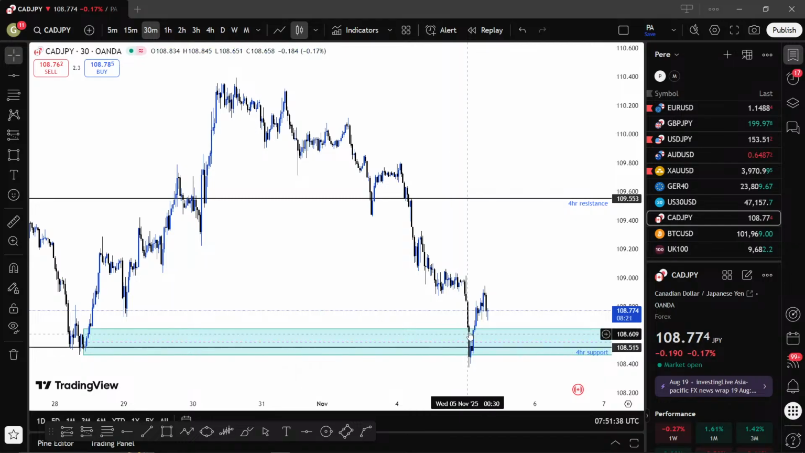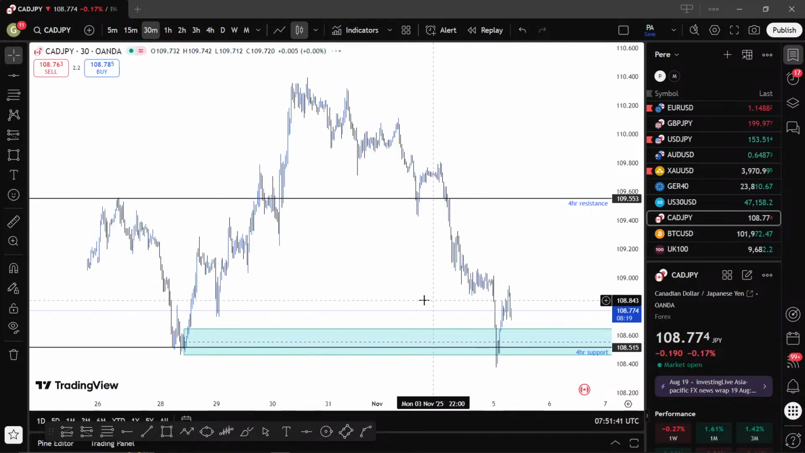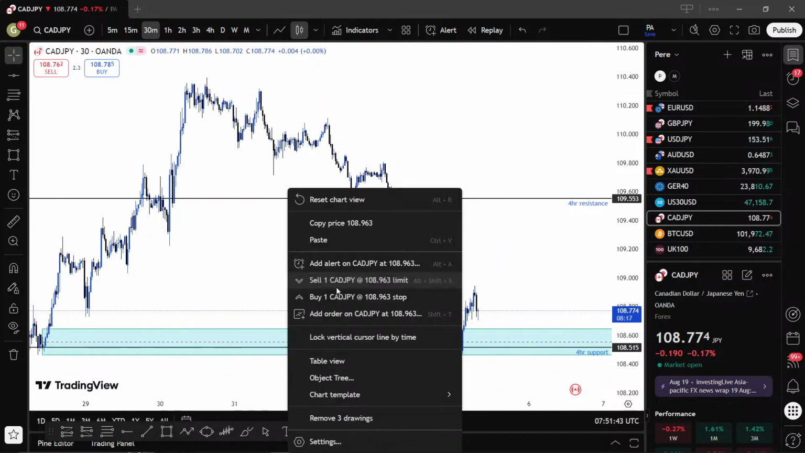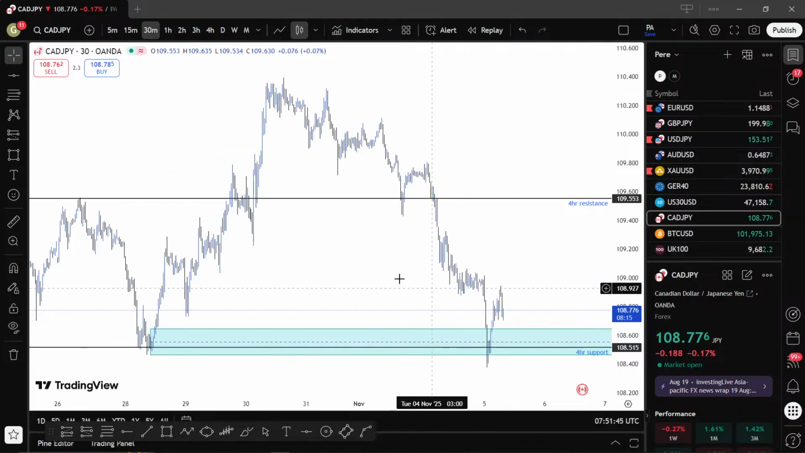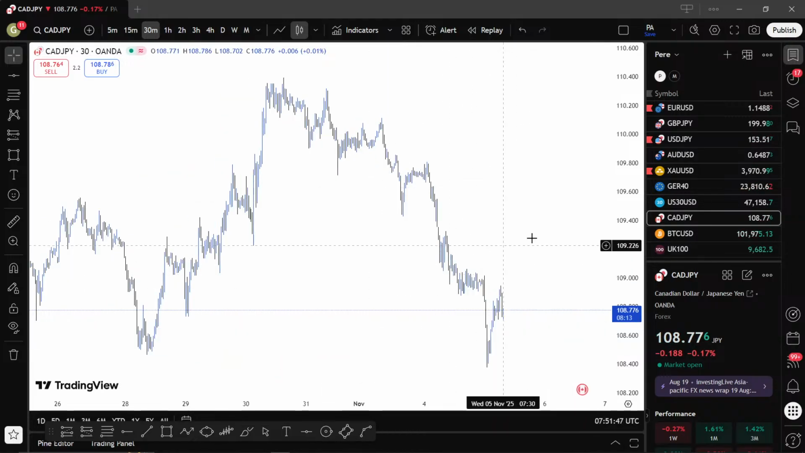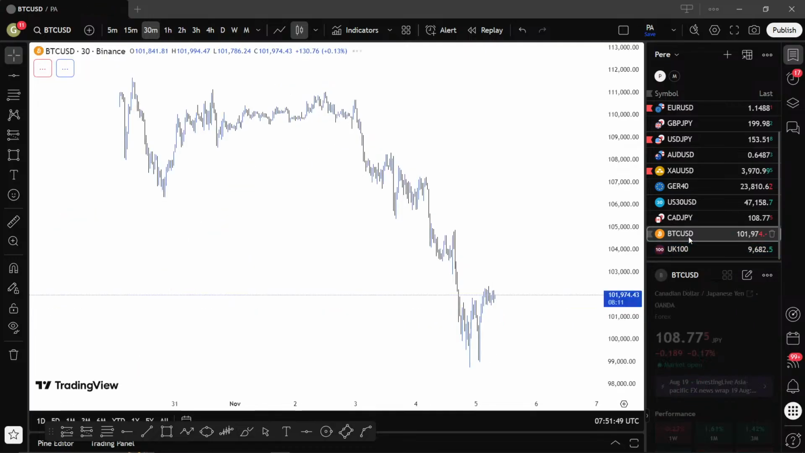Here is CAD JPY. It broke my level before it started moving upward. No big deal. I'll just clean it off. So I don't really have anything to analyze in this market. Let me just go back to BTC and see.